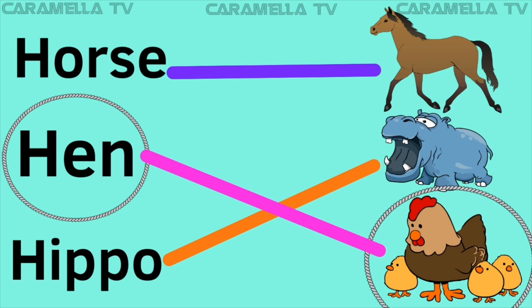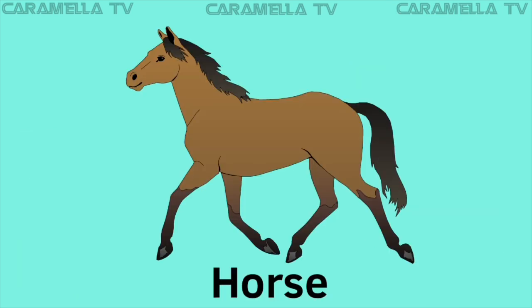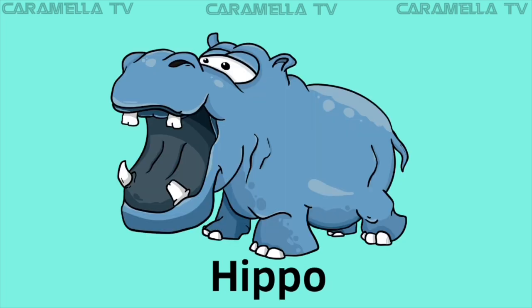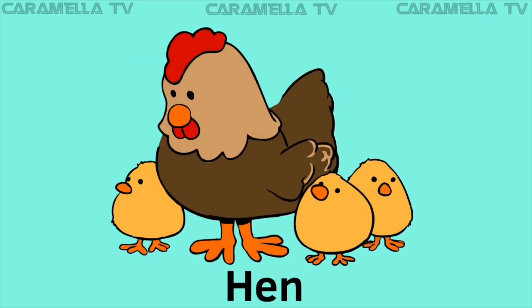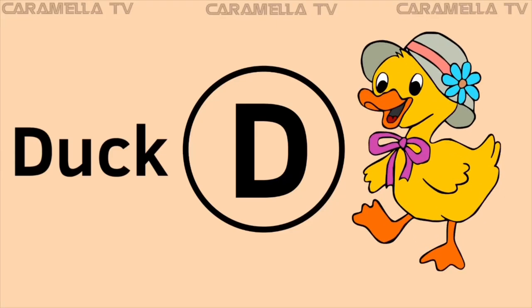We have three words: horse, hen, hippo. Horse, hen, hippo. Horse, hippo, hen. D, duck. D, duck.